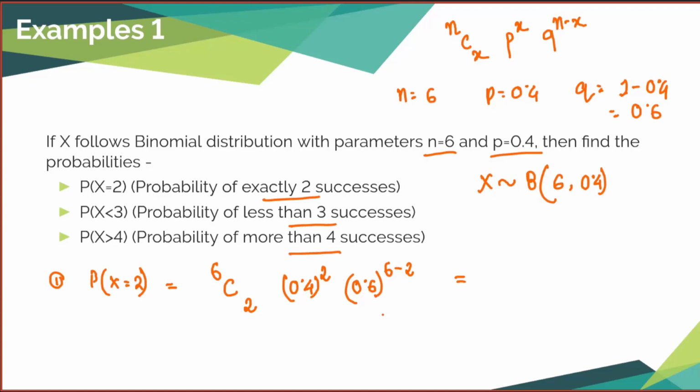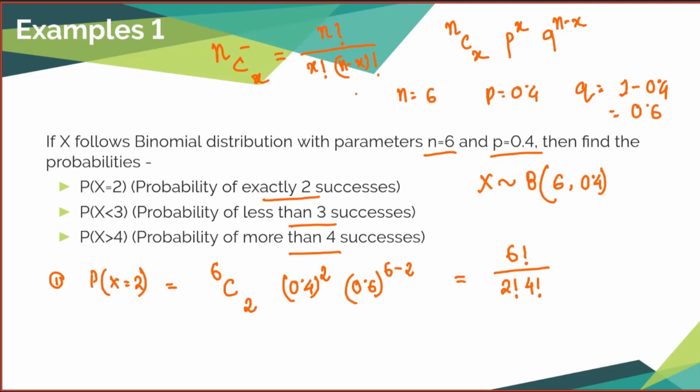This is equal to, now what is the formula for nCx? nCx is equal to n factorial over x factorial times n minus x factorial, right? So you will get 6 factorial, 2 factorial and 4 factorial. Why 4 factorial?